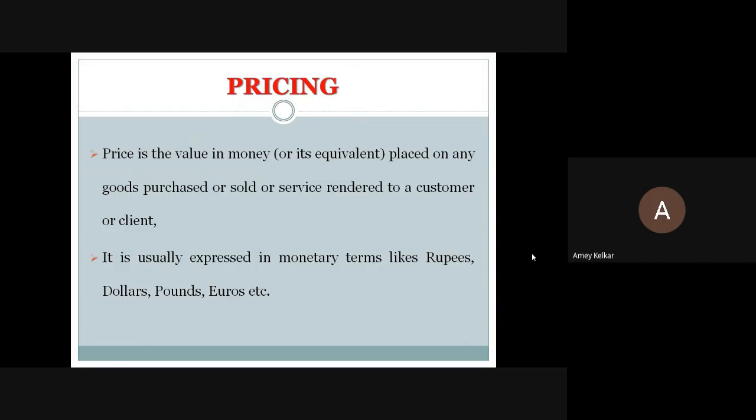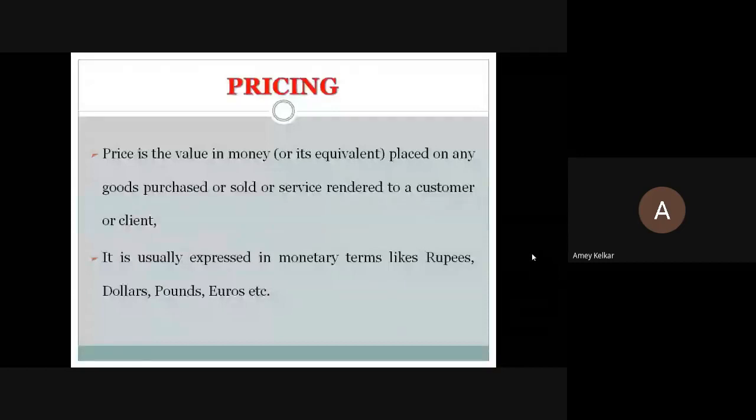So what is the price? Price is the value in money to the goods purchased or sold or service rendered to a customer. You as project manager will come in this service bracket wherein you will be a consultant giving the service to the customers or the clients. If you are in the purchase department, you will be dealing with the purchase of goods. If you are in the sales and marketing department, you will be dealing with the sales of the products. So this pricing overall becomes a very, very important concept to be understood.